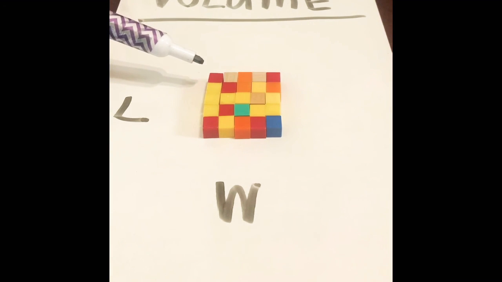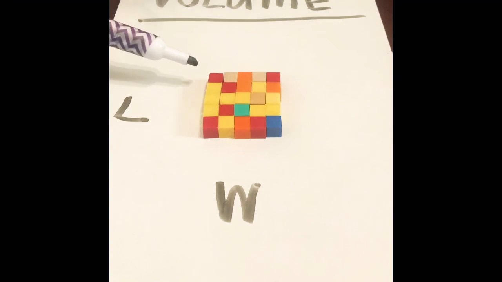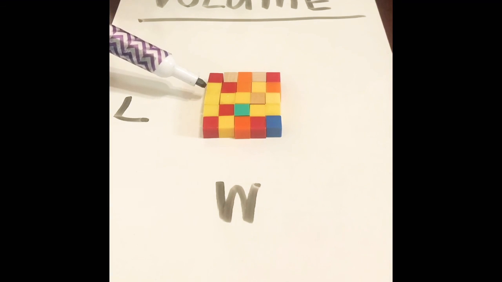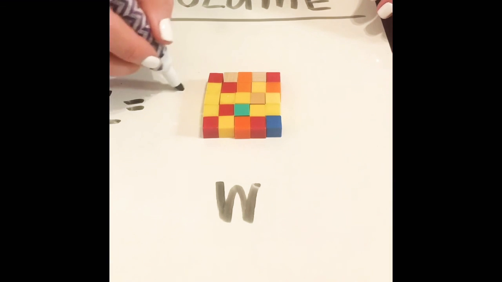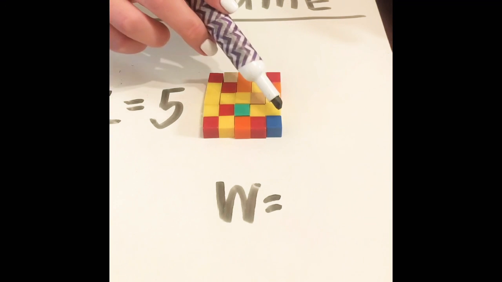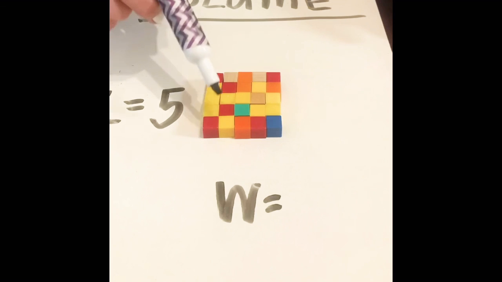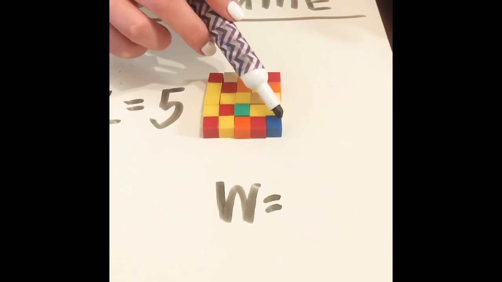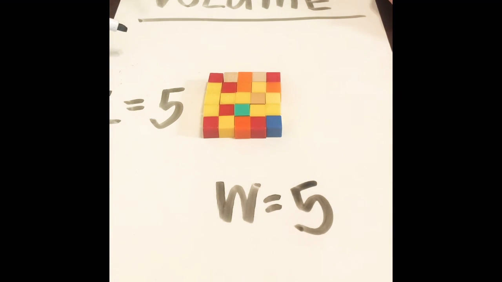What we have to do is count the amount of cubes along each side. On this side, for the length, let's count. 1, 2, 3, 4, 5. So the length of this array is 5. Now we'll do the same thing and figure out how many cubes is the width by counting how many cubes are along that side. So let's count. 1, 2, 3, 4, 5. So the width of this array is also 5.